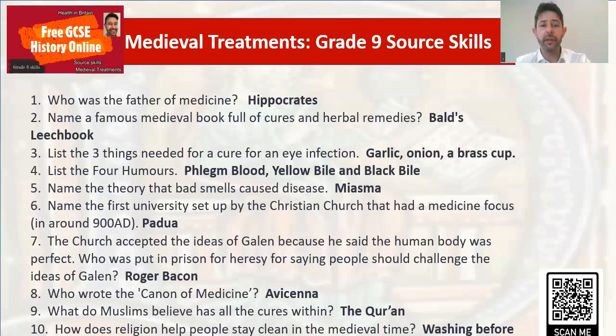So list the 4 humours. We've got phlegm, blood, yellow bile, and black bile as the 4 major humours, coming from Hippocrates and Galen's theory of 4 humours, of course, which was widely accepted at that time.